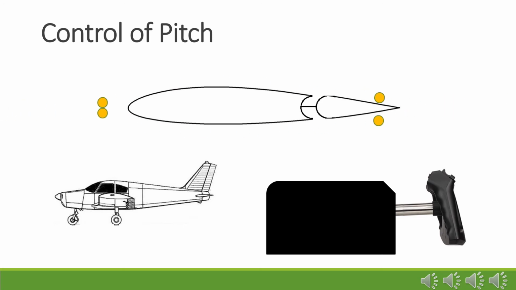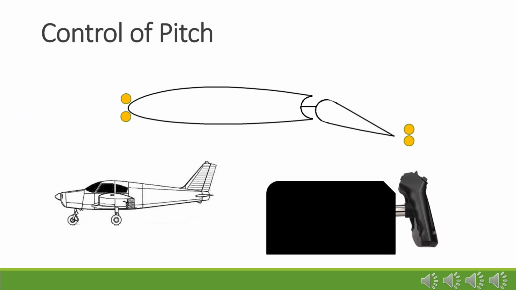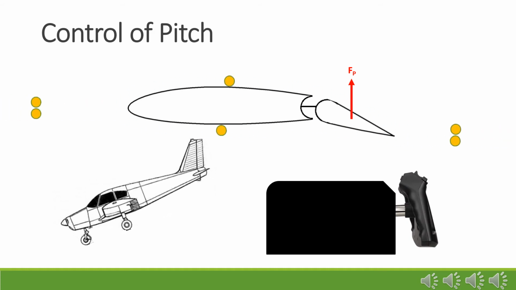By pushing the control yoke forward, the elevators are rotated in a downward direction. The normal, drag, and perpendicular forces are applied, with a perpendicular force pushing the tail upward. This upward push on the tail of the aircraft causes the nose of the aircraft to rotate downward, and the aircraft descends.